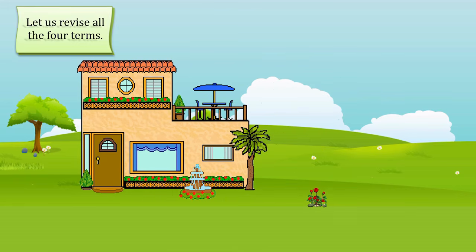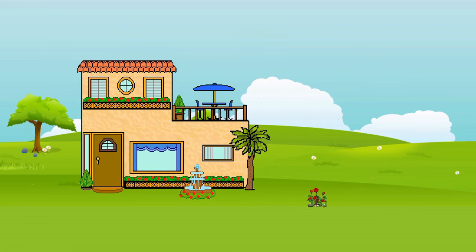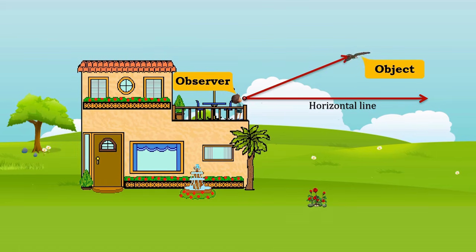Now, let's quickly revise all the 4 important terms we have learned. Let's use this example to understand them together. Suppose I am standing on a balcony and looking at different objects around me. First, I look at the eagle in the sky. The imaginary line joining my eye to the eagle is the line of sight. The line passing through my eye and parallel to the ground is the horizontal line.